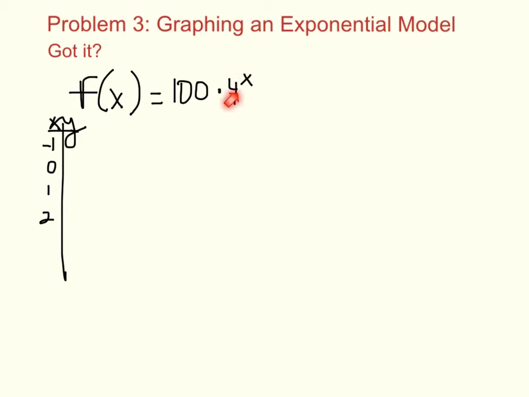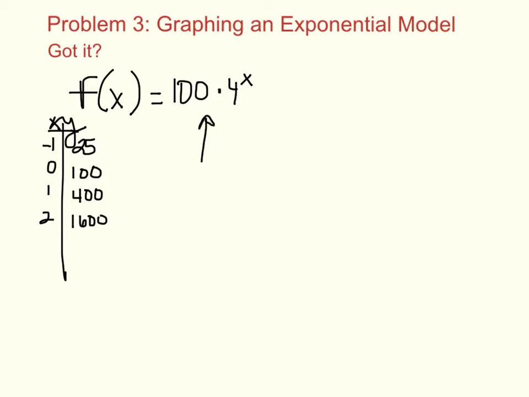So if you take 1/4 of 100, you're going to get 25. 100 times 4 to the 0 power is going to give you 100. 100 times 4 to the first power is going to give you 400. That's 100 times 4. 100 times 4 squared, that's going to give you 100 times 16, which is 1600. You will notice that it increases rapidly.